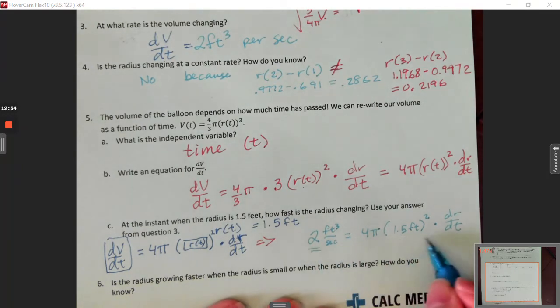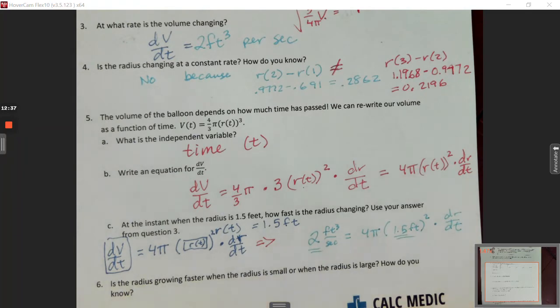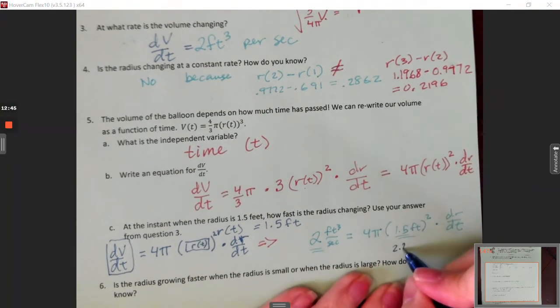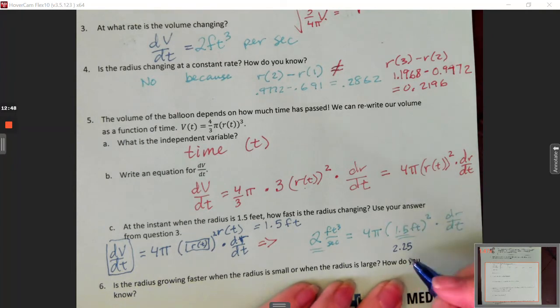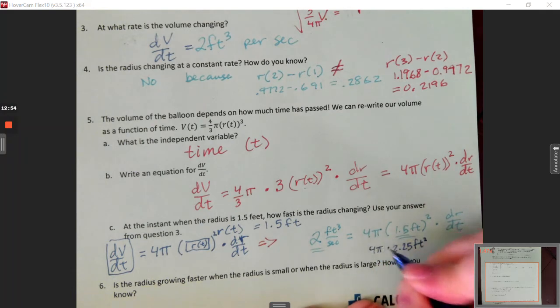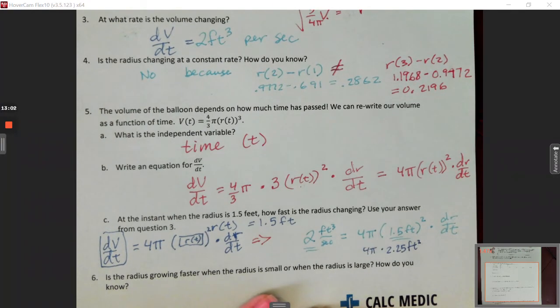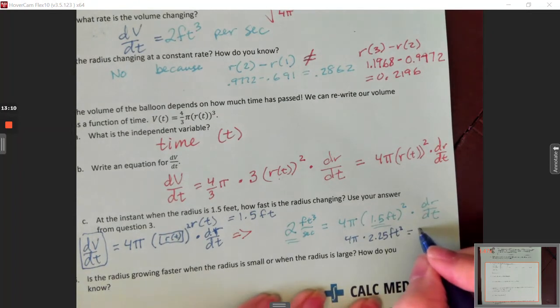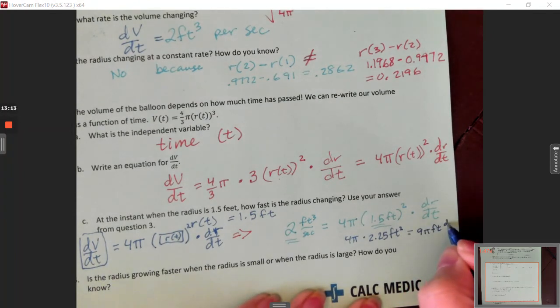So you'll notice this went in and this went in, along with the units. So 1.5 squared is 2.25, because 15 squared is 225, so 1.5 squared is 2.25 feet squared times 4 pi. Okay. 4 times 2.25 is 9. So we get 9 pi feet squared dr/dt.